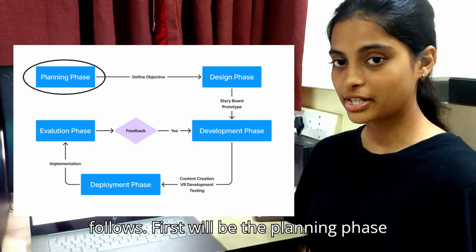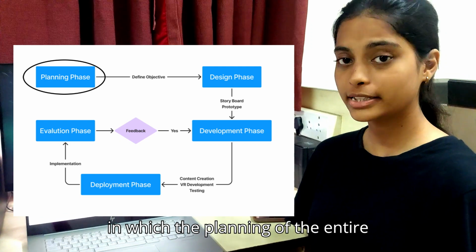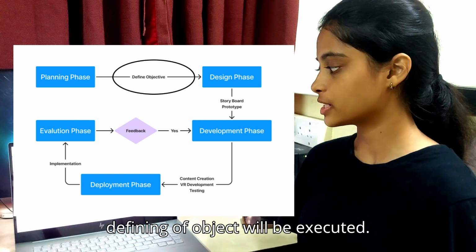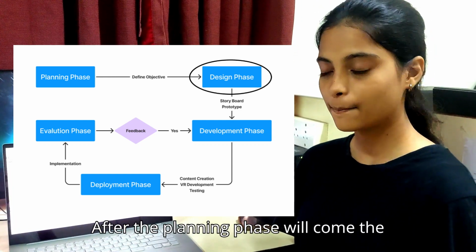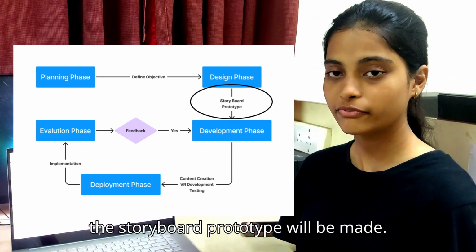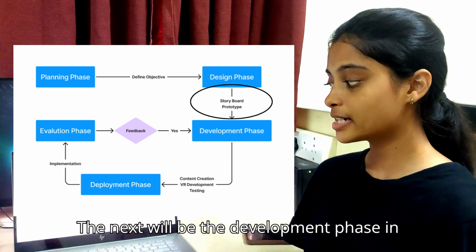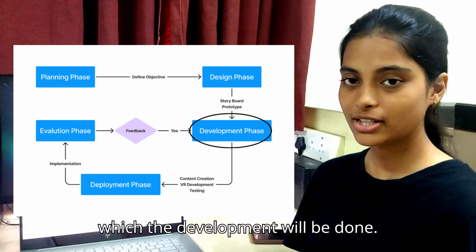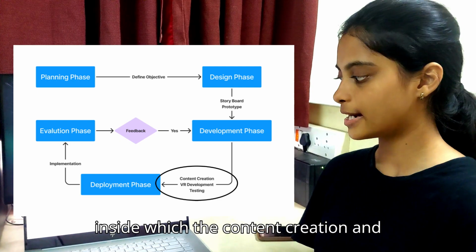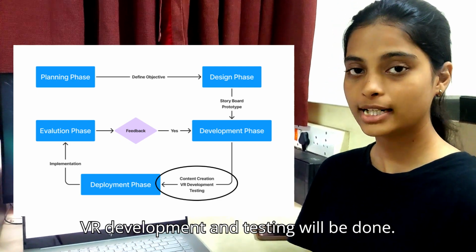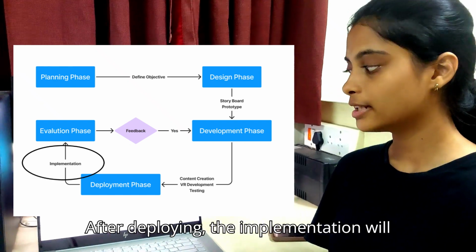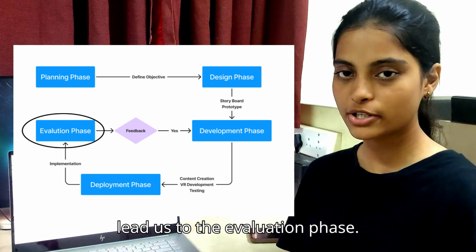The process of implementation is as follows. First will be the planning phase, in which the planning of the entire project will be done and defining of objectives will be executed. After the planning phase will come the designing phase. In this phase, the storyboard prototype will be made. The next will be the development phase, in which the development will be done. The next will be the deployment phase, inside which the content creation, VR development, and testing will be done. After deploying, the implementation will lead us to the evaluation phase.